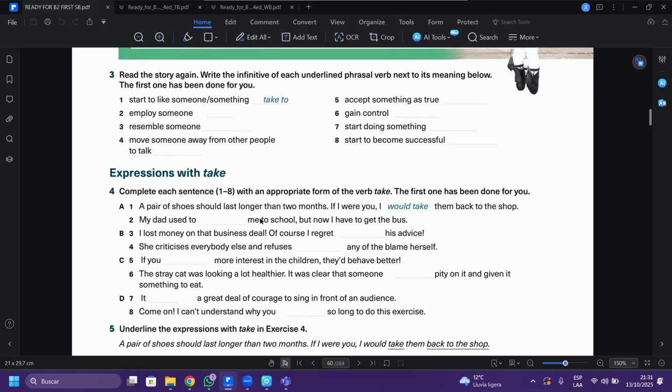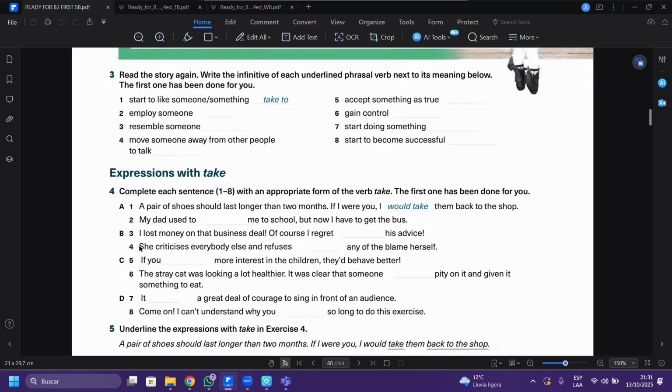Take to? Take me to school? Or just take me to school? But now I have to get the bus. In this case, my dad used to take me to school. Yes, in this case it's not a phrasal verb. Yes, take me. Like that. Okay. Take me to school.